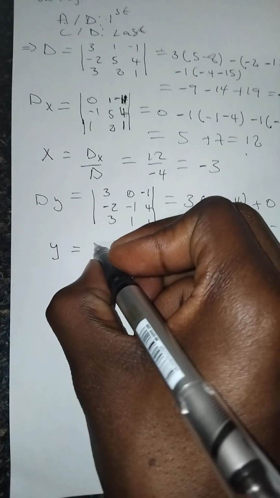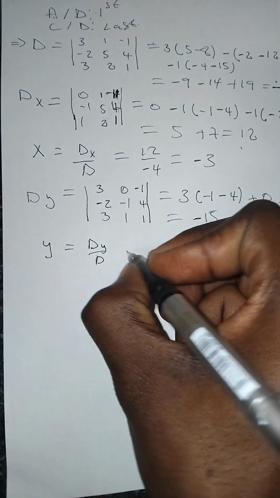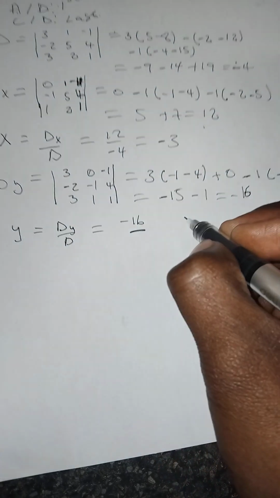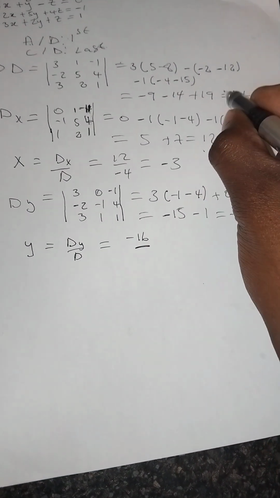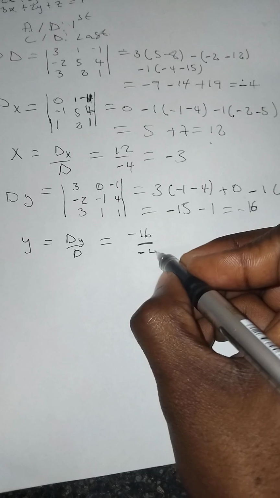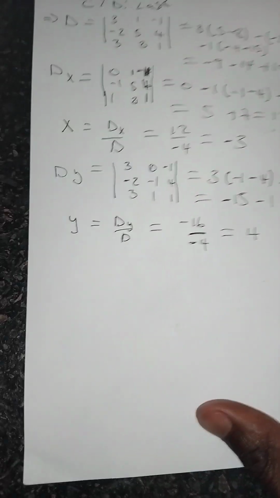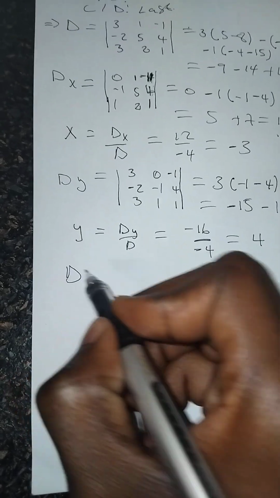That means y, since we know is dy over d, is going to be what? Minus 16 all over d, which is minus 4. Then that implies y is going to be 4. Okay, so now we can find dz.